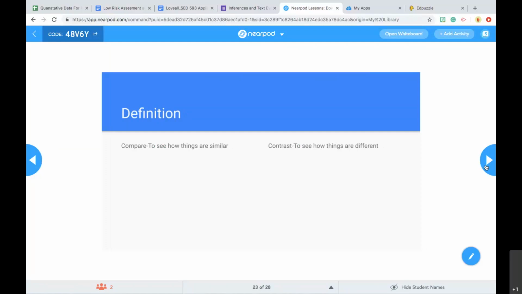All right, so our definitions, they're pretty straightforward. Compare is to see how things are similar. So what things do they have that make them alike? And contrast is to see how things are different. So what is it that makes them different? What causes them to be different? What are those differences is how we contrast.